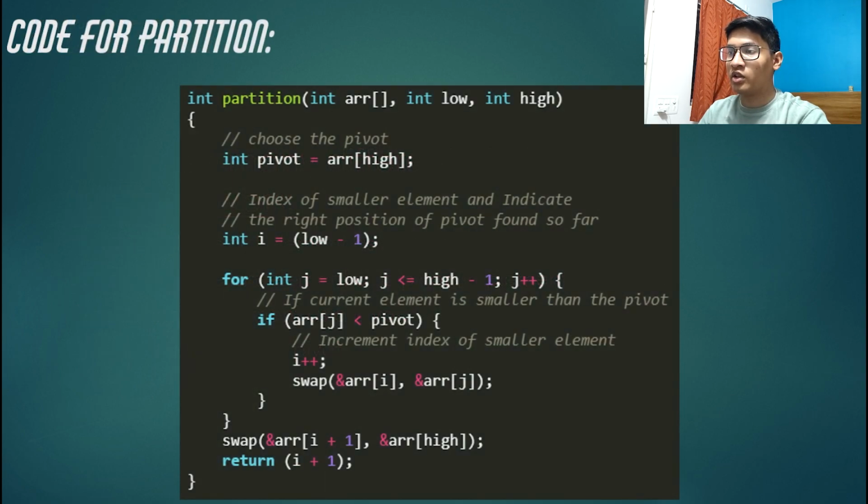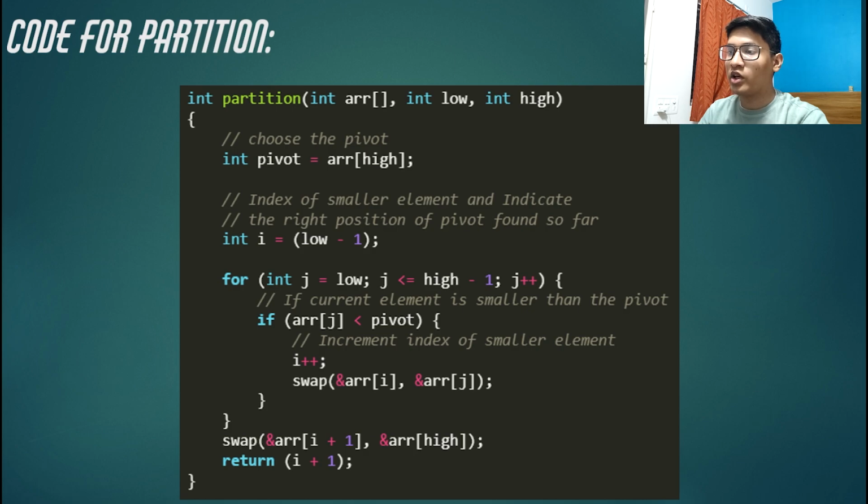Now moving on. Here's our code for partition. First, we are taking three parameters: array, low and high. The low and high are indexes, not the elements. Now we will take pivot equal to arr[high], meaning the pivot will be the last element of our list, and we are taking i as low minus 1. Why? We will tell you.